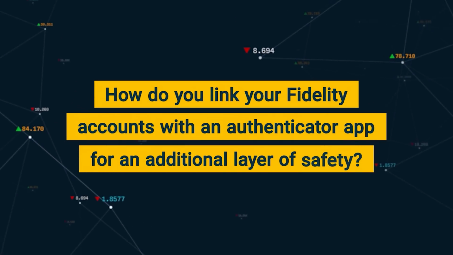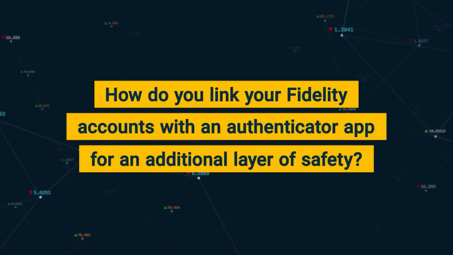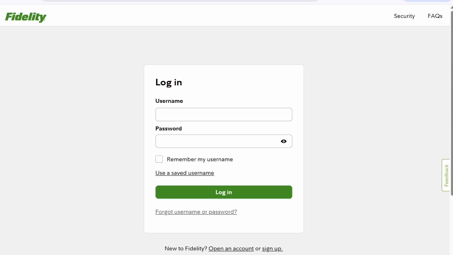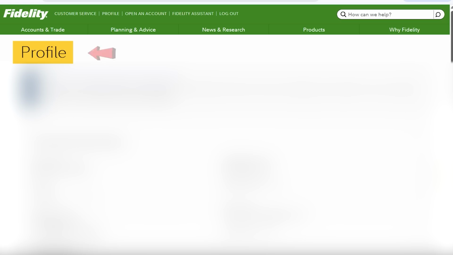How do you link your Fidelity accounts with an Authenticator app for an additional layer of safety? Here we are on Fidelity's login page. Let's enter our name and password and click on Login. This will take us straight to our dashboard. Let's select Profile up here, and this profile page will appear afterwards.